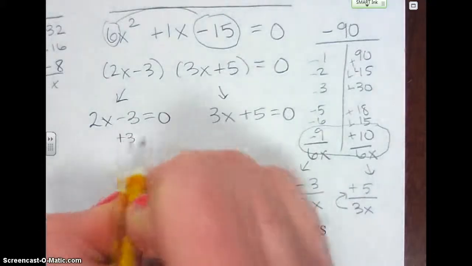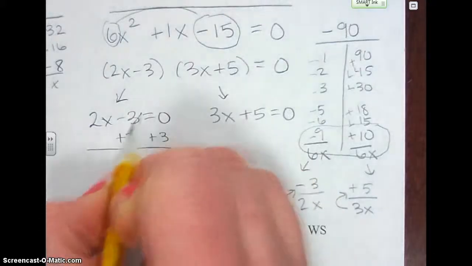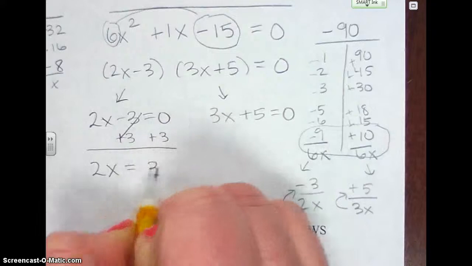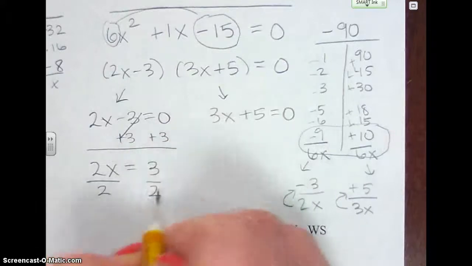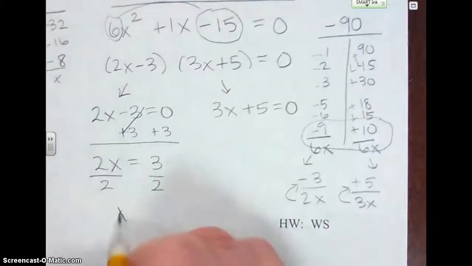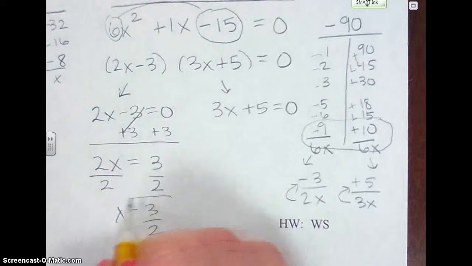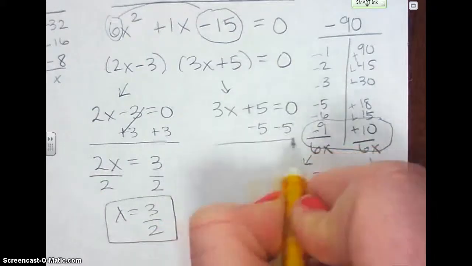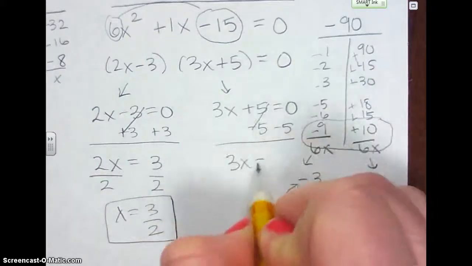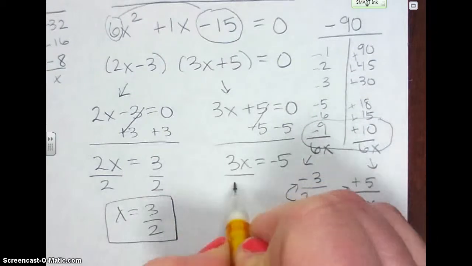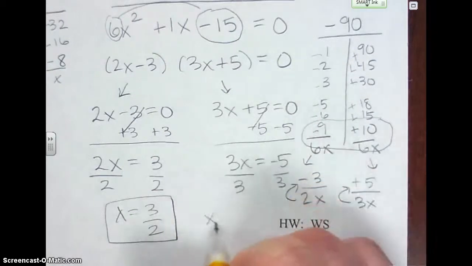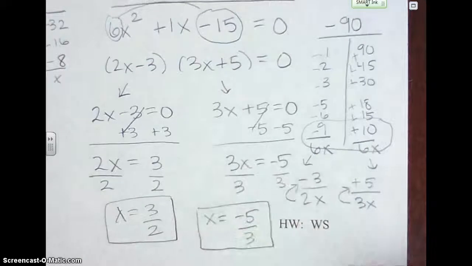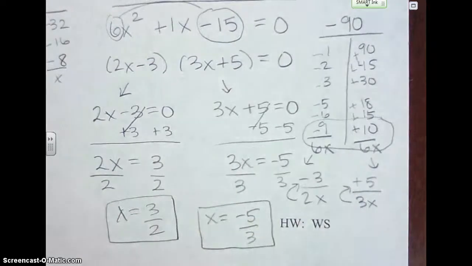So on this one, we'll add 3 and divide by 2. And subtract 5 and divide by 3. So you will get fractions, just leave them. No need to put that in your calculator for a decimal. That's perfectly fine.